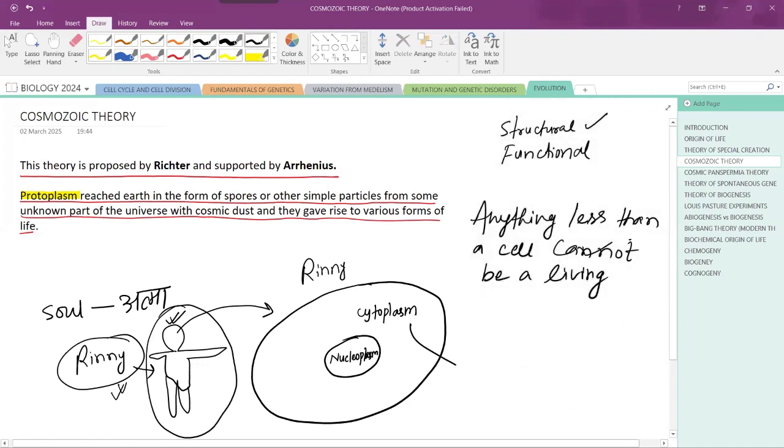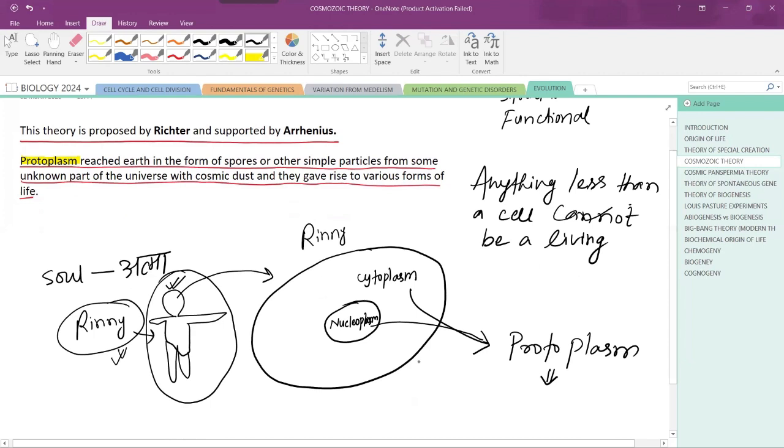See, now we are studying the protoplasm. So the cytoplasm and nucleoplasm together are called protoplasm. And now, as you agree that this cell is also considered as Rini or a life, then we can also say that this protoplasm is also representing the life. Yes or not? Yes. That's why this theory said that protoplasm in the form of spores that is present somewhere in the universe falls on the earth and started the life on the earth. So this statement says that protoplasm reached the earth in the form of spore.